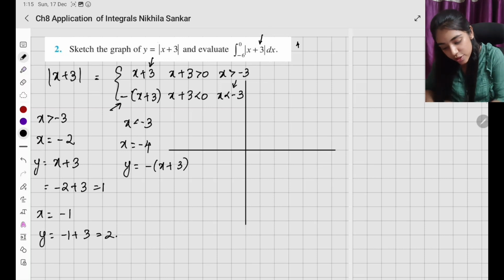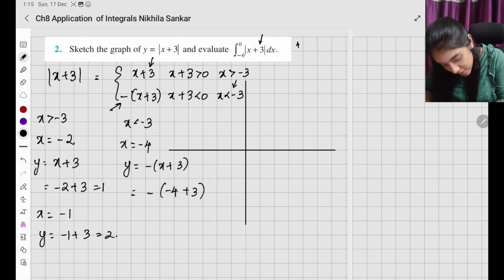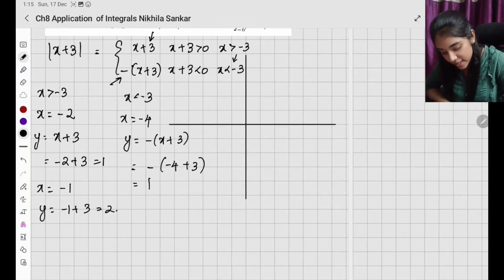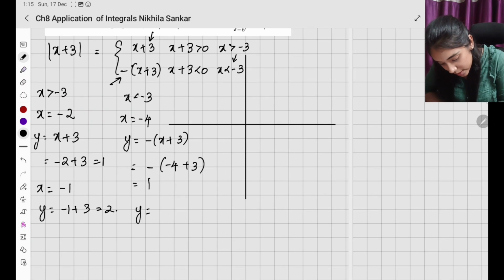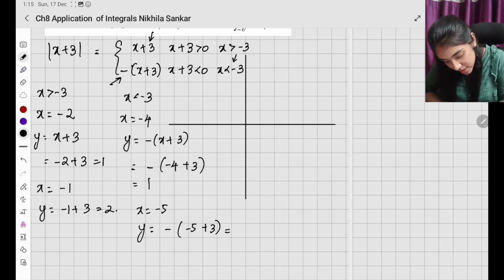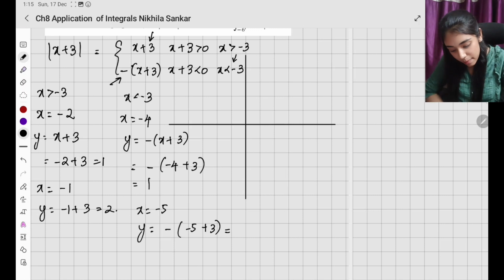In the particular function, I have minus of minus 4 plus 3, which is going to be minus 1. Again, this is going to be 1. So this is how the mod function plays out. If x is equal to minus 5, I have y equals minus of minus 5 plus 3. So this is going to be minus 2, and minus of minus becomes a plus, so 2.